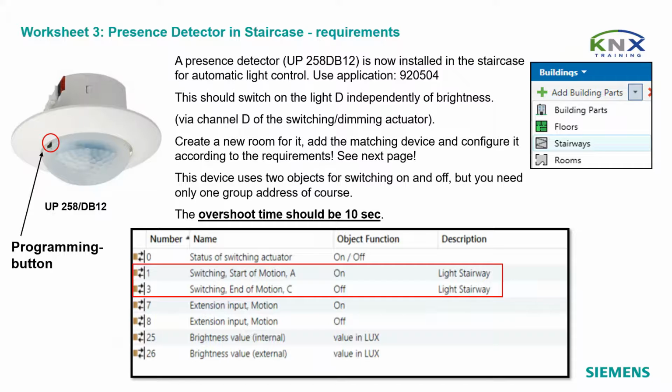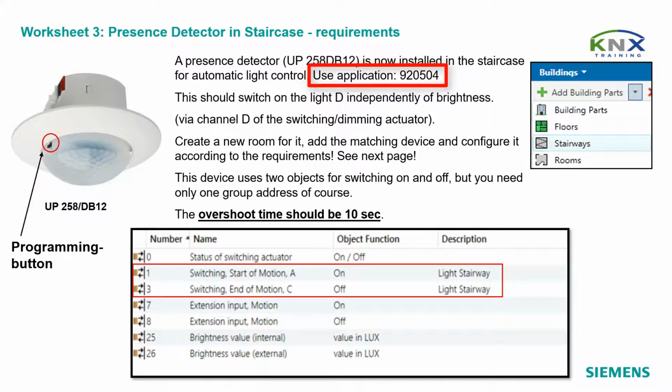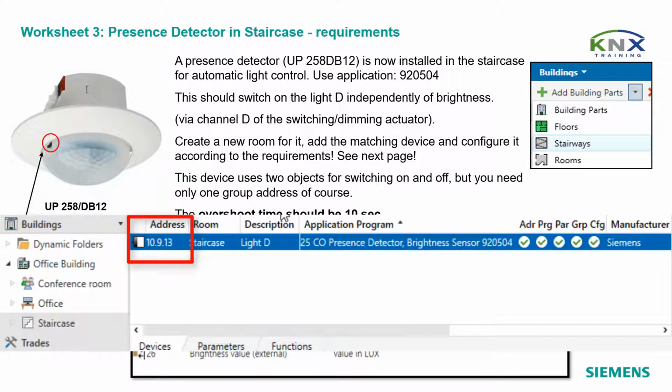Presence detector in staircase. Requirements. A presence detector UP258DB12 is now installed in the staircase for automatic light control. Use application 920504. As it is a new device, you have to download a new individual address. You should use the number 13 for it.